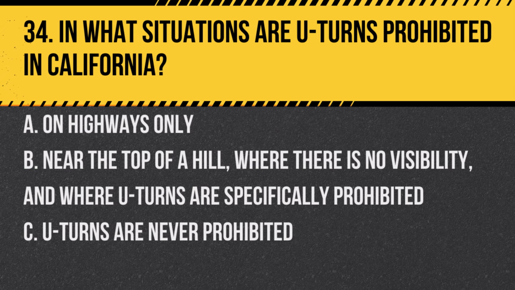Question 34. In what situations are U-turns prohibited in California? A. On highways only. B. Near the top of a hill, where there is no visibility, and where U-turns are specifically prohibited. C. U-turns are never prohibited. Answer B. Near the top of a hill, where there is no visibility, and where U-turns are specifically prohibited. These restrictions are in place to prevent accidents in areas where U-turns would be dangerous.